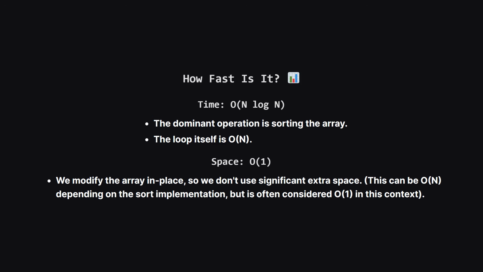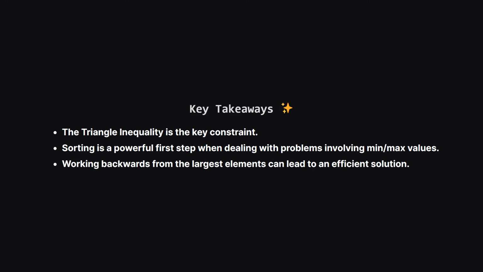So how efficient is this? The time complexity is dominated by the initial sort, which is big O of n log n, where n is the number of elements in our input list. The loop we run afterwards is faster, just big O of n, so it doesn't change the overall complexity. For space, because we sort the array in place, we're using big O of 1, or constant, extra space, which is fantastic.